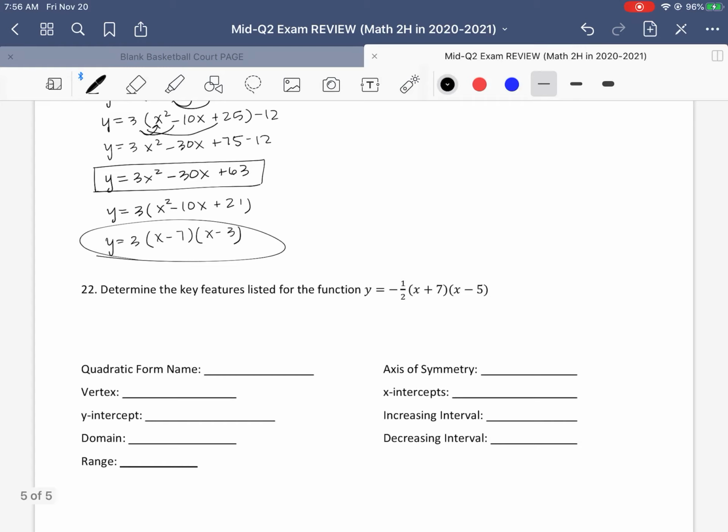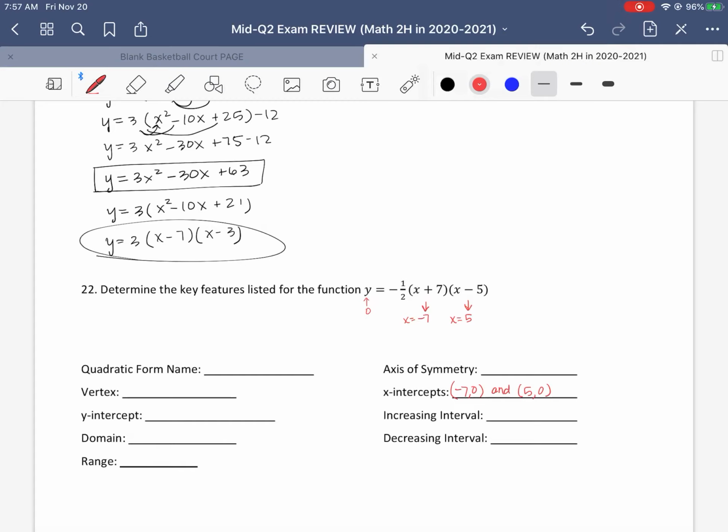Lastly, determining the key features listed for a function. So this function is in intercept form. So remember, the x-intercepts are probably the easiest thing to find. One of them would be at -7, because -7 plus 7 would create a 0 right there. And x-intercepts occur when your y value is 0. So we can find what we call the zeros there. One of them, again, when x is 5, the other one when x is -7. So our x-intercepts there we can find pretty quickly.